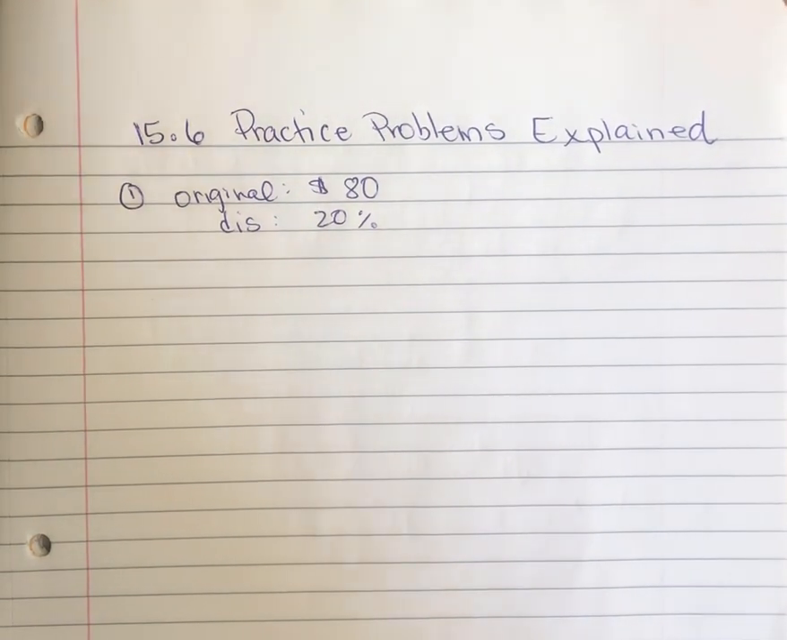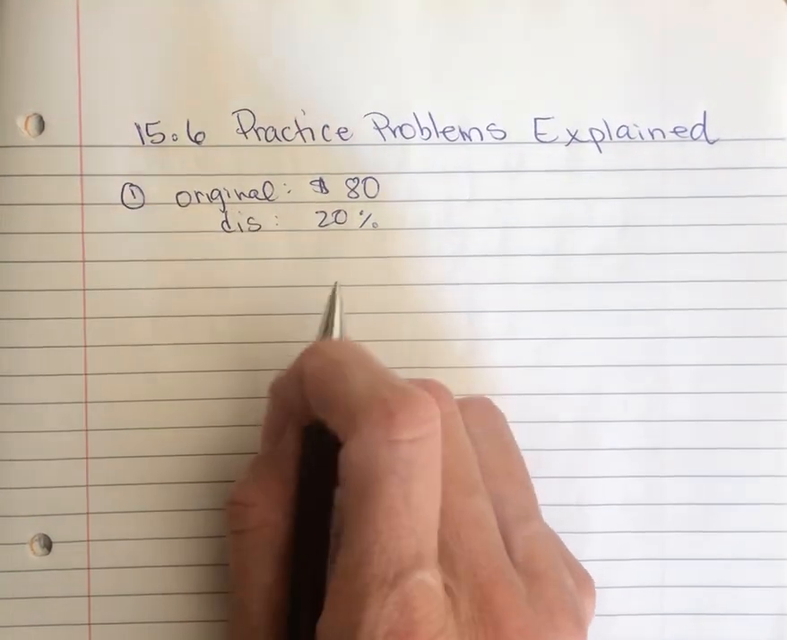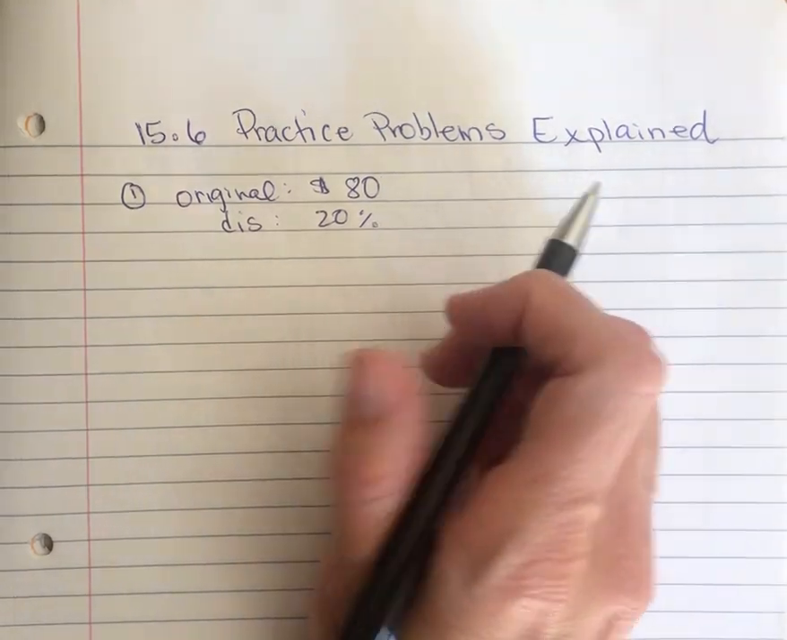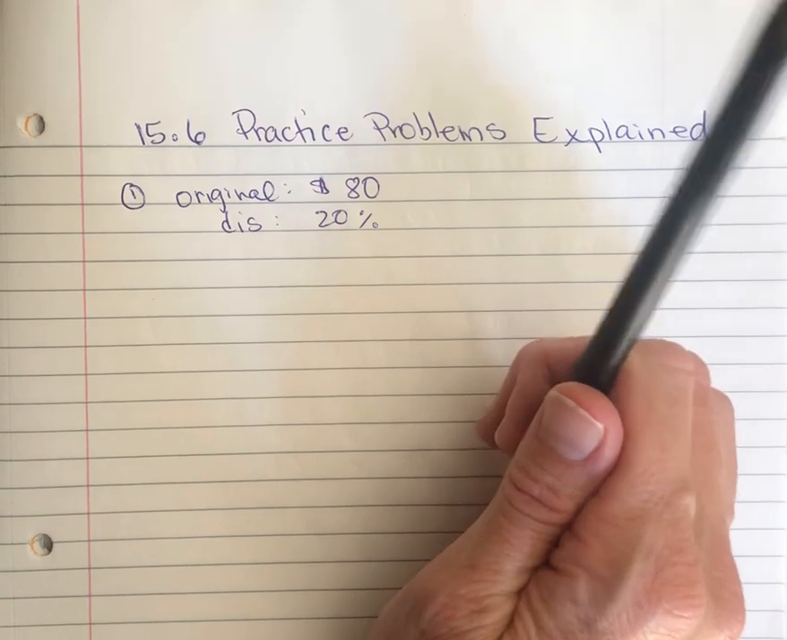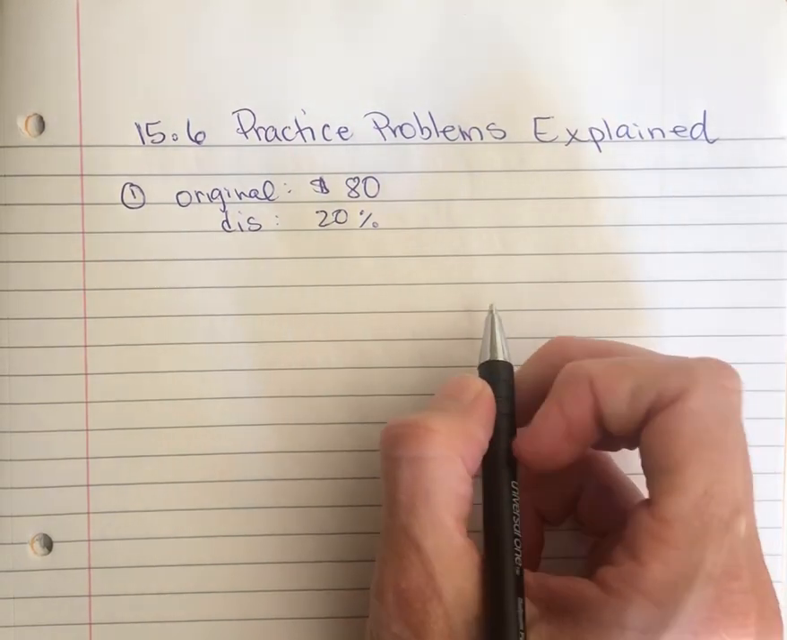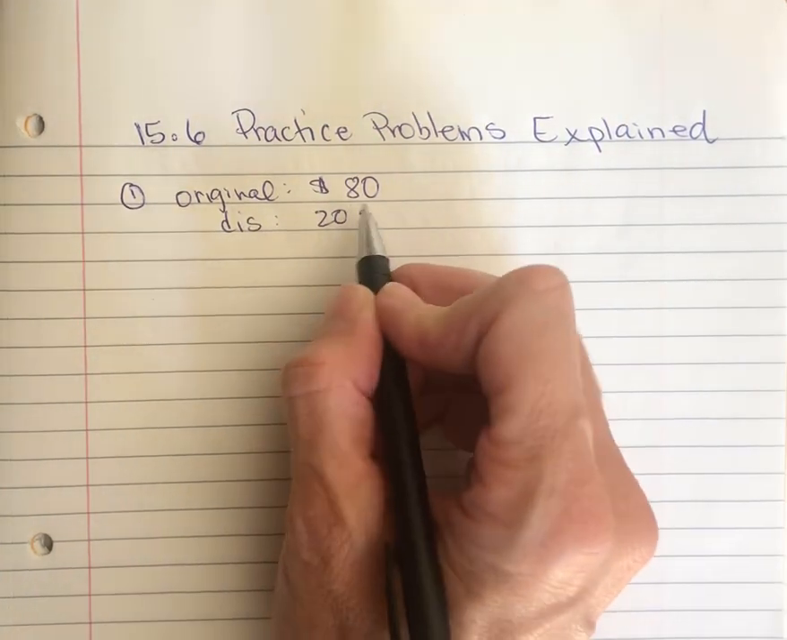Okay, we're gonna go over the practice problems from 15.6. I'm gonna do mine on a separate sheet of paper so that I have room to work it out. Here we go. So number one, the original price is $80.